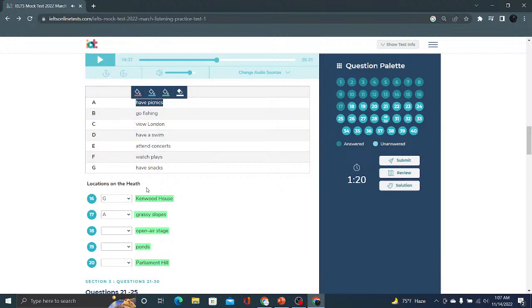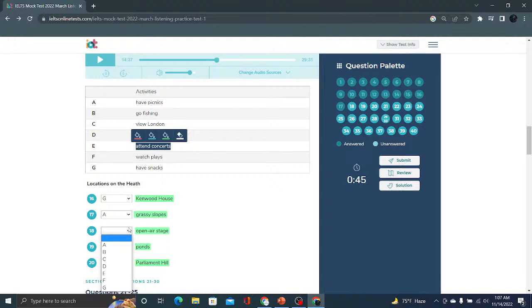Did you get the answer for this question? She was saying that just beyond this picnic area is an open-air stage where music concerts are held. So what do you think the answer would be? Attend concert. So the answer would be option E.